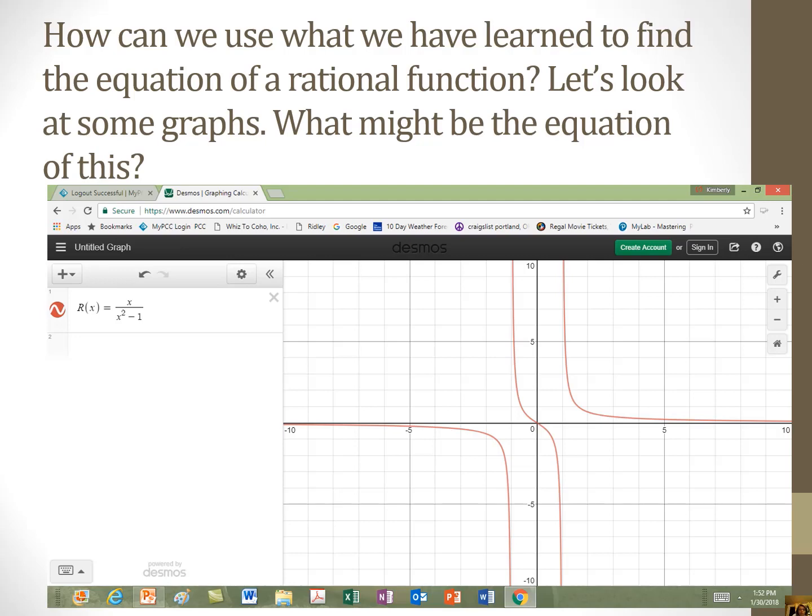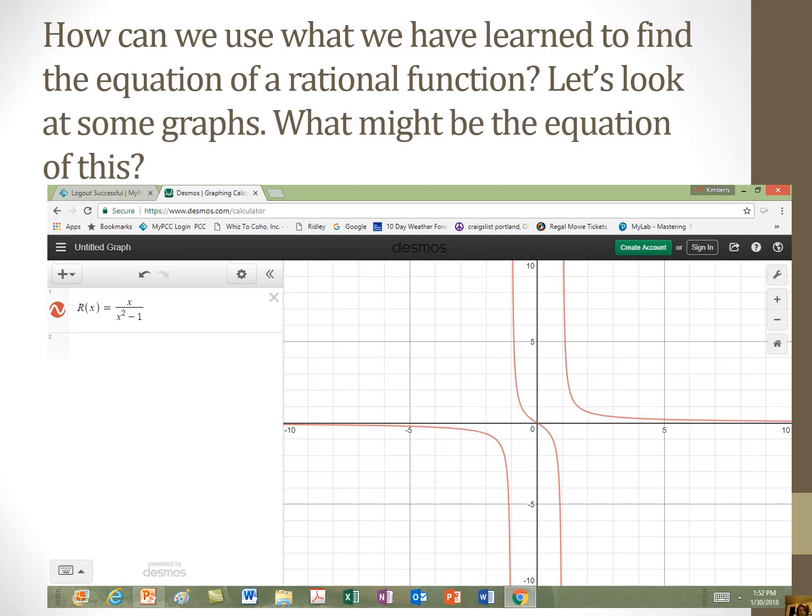Now, notice the numerator has a smaller exponent than the denominator. And where is our horizontal asymptote? It's at 0. And what makes the numerator 0? That's where you're going to cross the y-axis. And notice there's an x up there. So when you plug in 0, you're going to get 0 back. And that's where this crosses the y-axis.